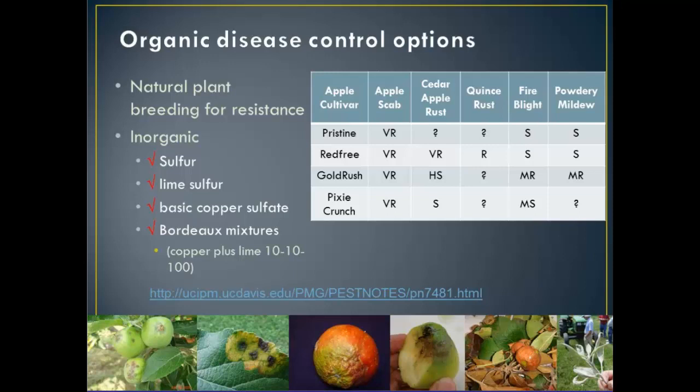I'm going to mention a couple others as we go through, but sprayable sulfur, liquid lime sulfur, basic copper sulfate that you would use to mix with lime to make Bordeaux mixtures, or you can use the fixed coppers as well. So I have a link here to UC Davis about some of the Bordeaux information. If you're interested in making Bordeaux, this link is to a nice little article that describes Bordeaux very well.